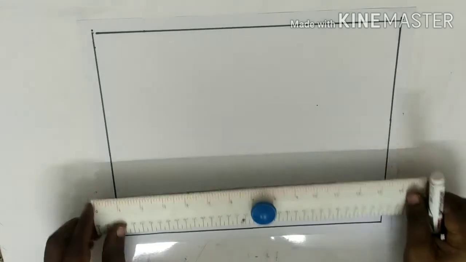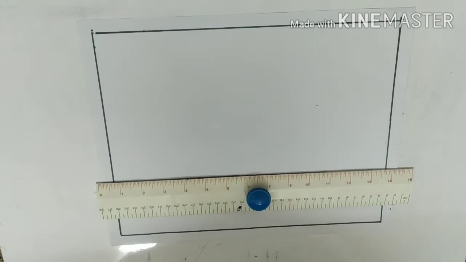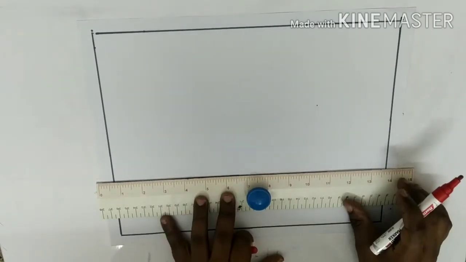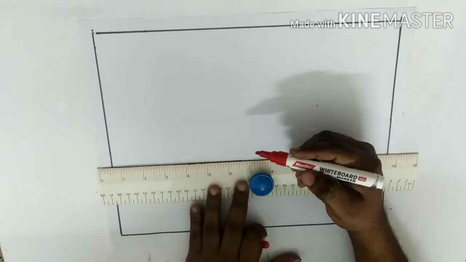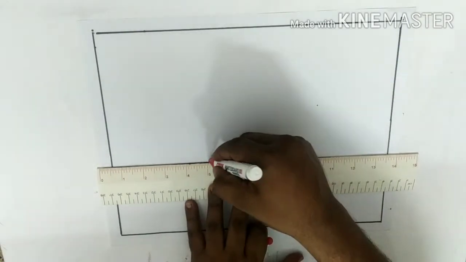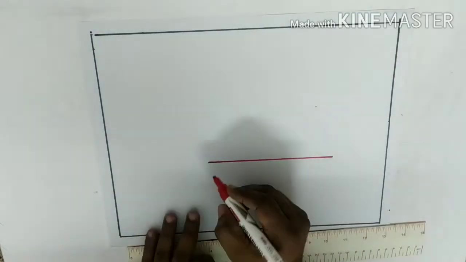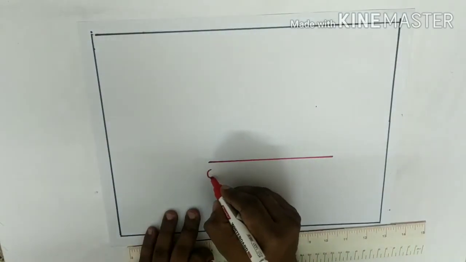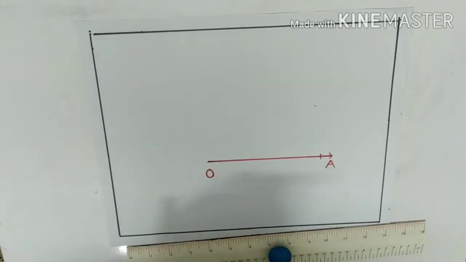Now 22.5 degrees construction we will do. Directly we cannot do 22.5 degrees, my dear. First 90 degrees you should draw. So the third time you are learning how to draw the 90 degrees construction. Suppose it is O, A ray.